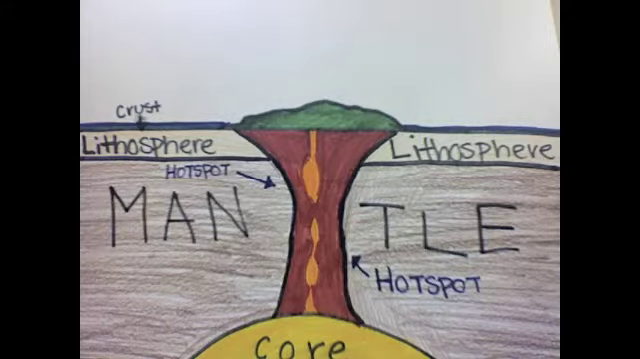A hotspot is a concentration of heat in the mantle capable of producing magma, which rises to the Earth's surface. The Pacific plate moves over a hotspot, producing the Hawaiian Islands.